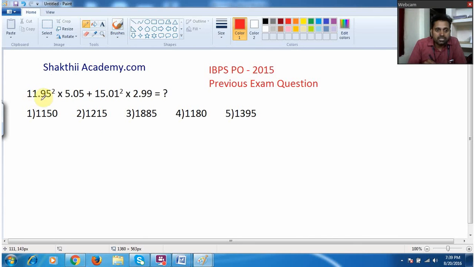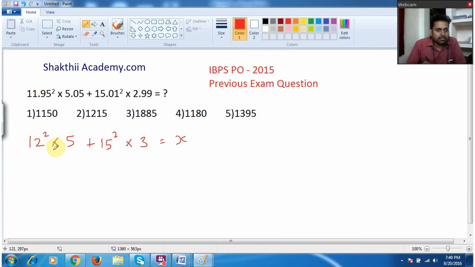Now we'll take up this 11.95 as nothing but very close to 12 square. So I will take it 12 square into this 5.05 I can consider as 5, plus then 15.01 square is nothing but I can consider as simply 15 square, and then into 2.99 I can consider simply as 3, because I can round off, because this question is an approximate calculation and this is the original question from the IBPS PO prelims 2015. Now once I make it in my convenient way, now I can do the calculation in a very, very easy way.